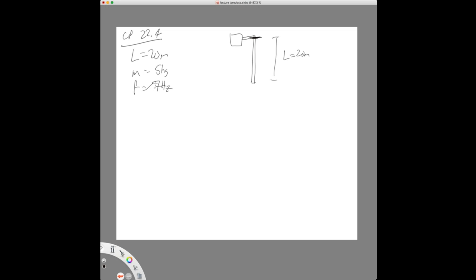I think I'm almost there. Okay, I think that's a little better. So it says the frequency is 7 hertz. Sorry about that.